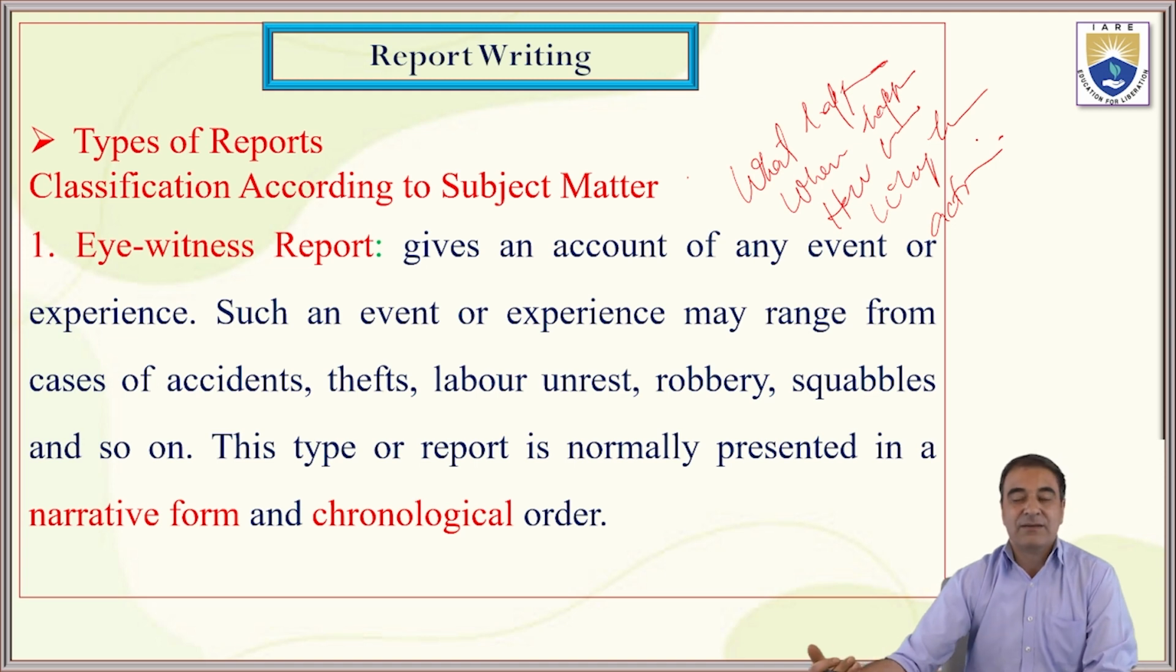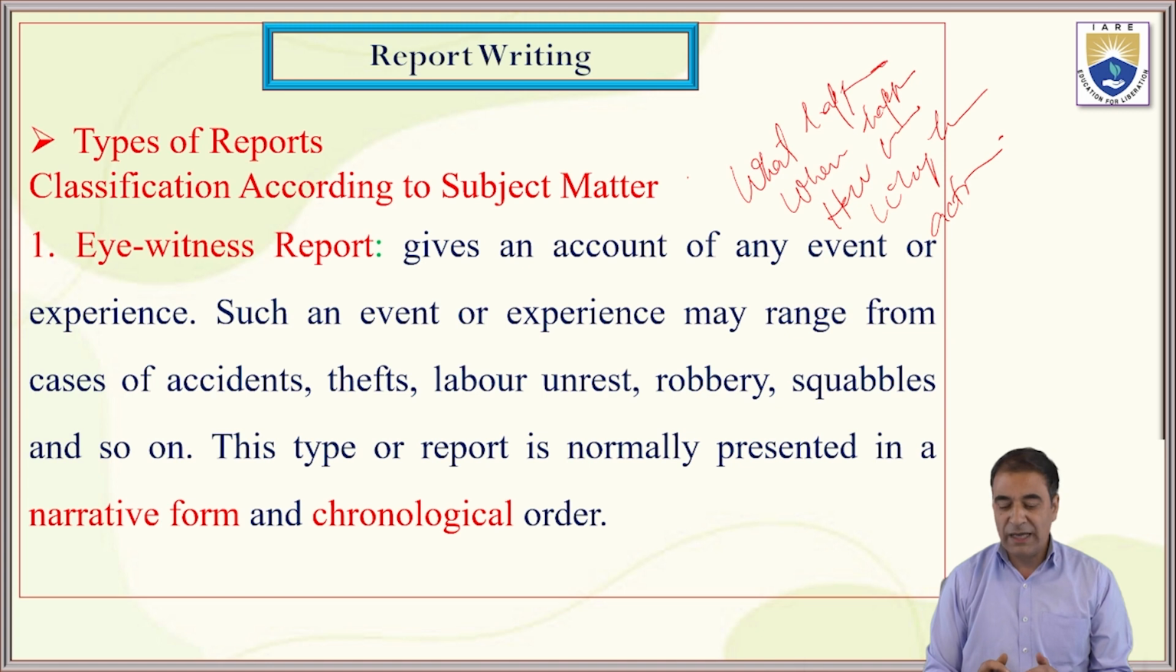For example, what happened? What happened means it can be, as I told you, an accident, for example a roadside accident or car accident, bus accident. What happened? First of all, we have to mention what happened.